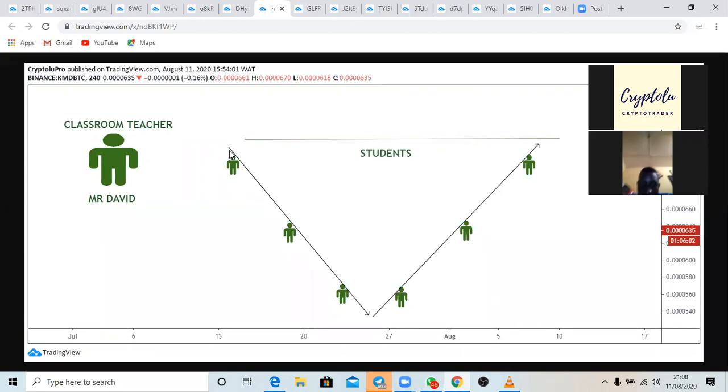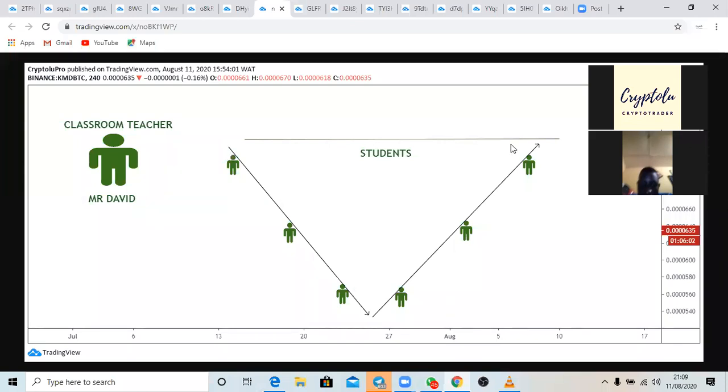Now, from what you're seeing here, from where Mr. David started drawing the line from the first student here down to the last student, what will you call this line? Now we know that it is a resistance that is serving as a resistance for them, and number two, it is also a trend line. So what will you call this line that is in front of them here?